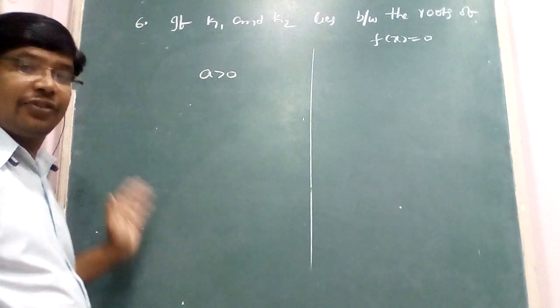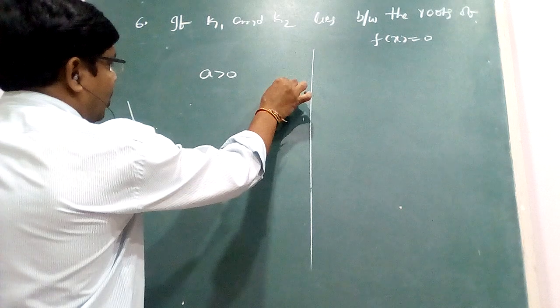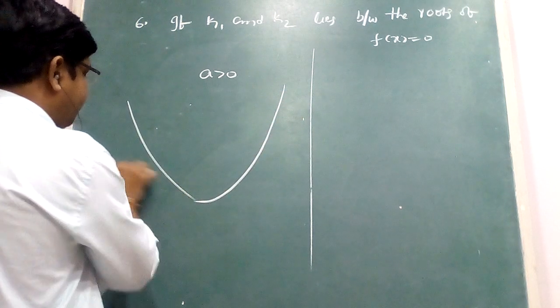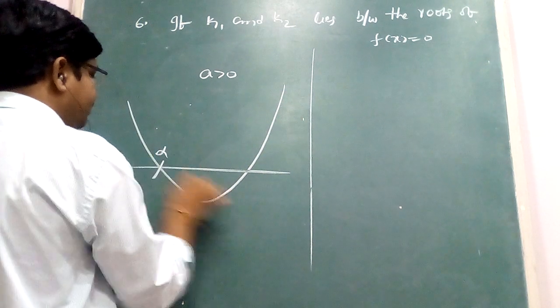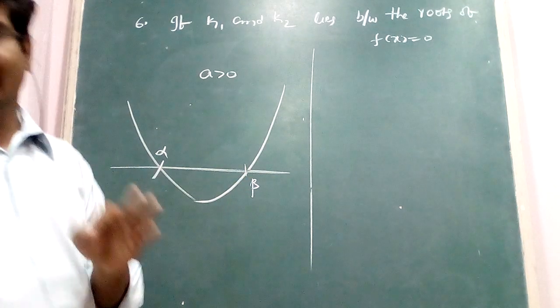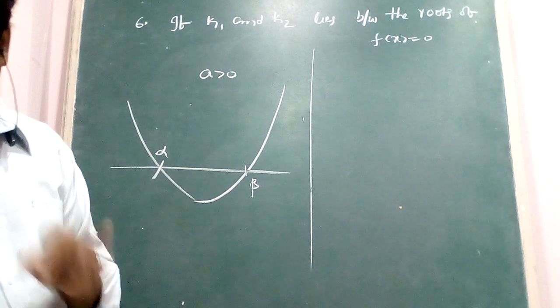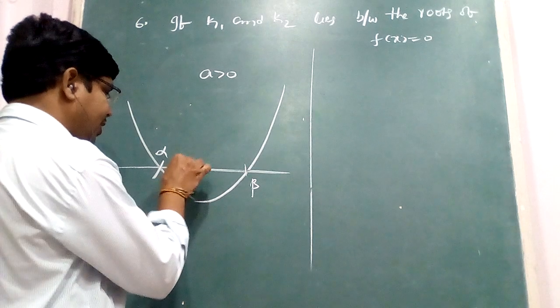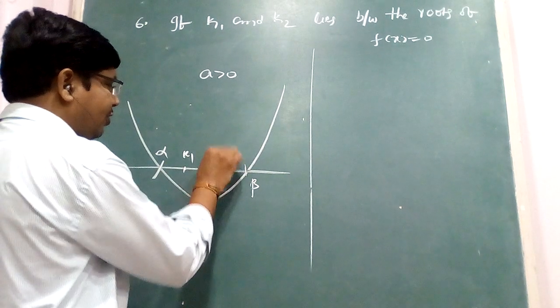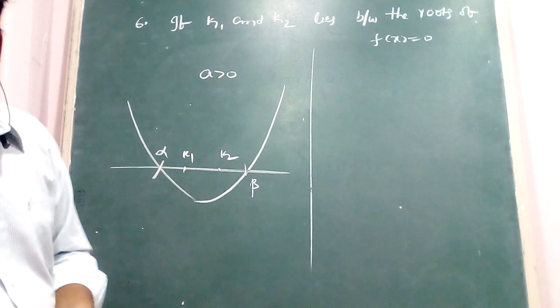Now the graph is upwards. You get a minimum value here. The graph of the quadratic expression is a parabola. Alpha and beta, and k1, k2 lie between these two, alpha and beta. Here you can take k1, here you can take k2. Here k1, k2 may be equal also, no problem.